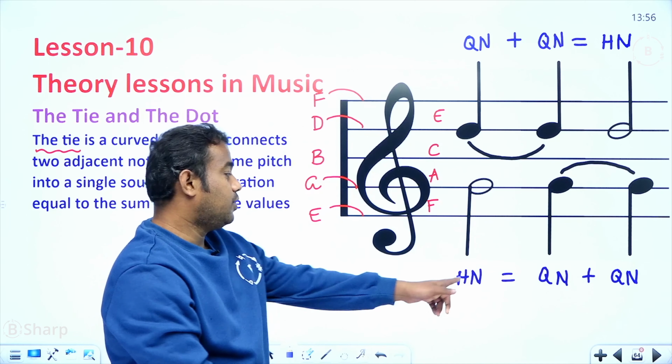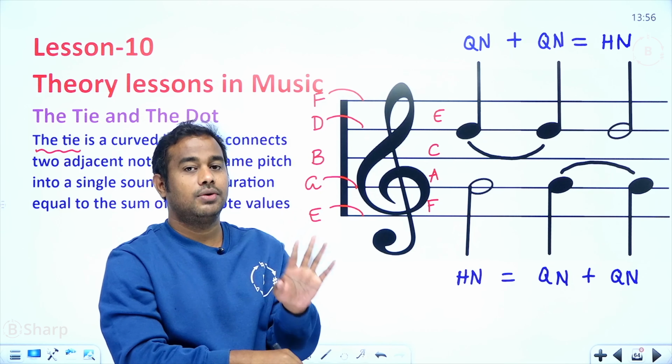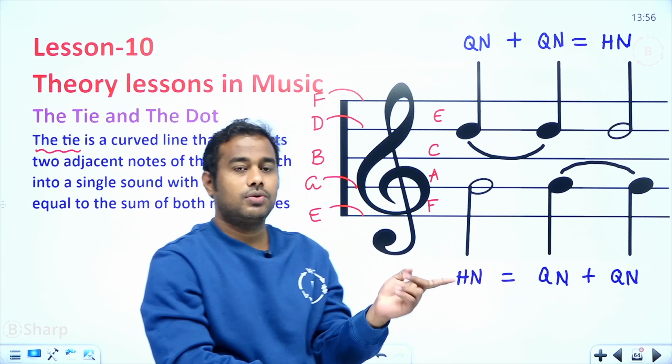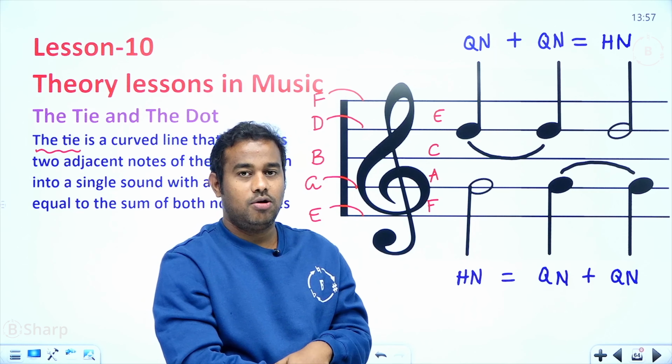If you apply only a half note, you will press that key and then wait for 2 counts. Whereas with the quarter notes, there are 2 quarter notes, so you'll be pressing 2 times here. So that's the logic here.